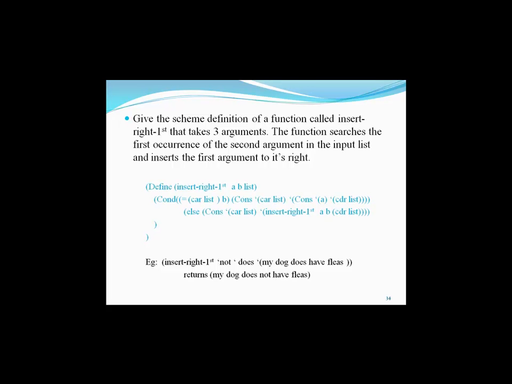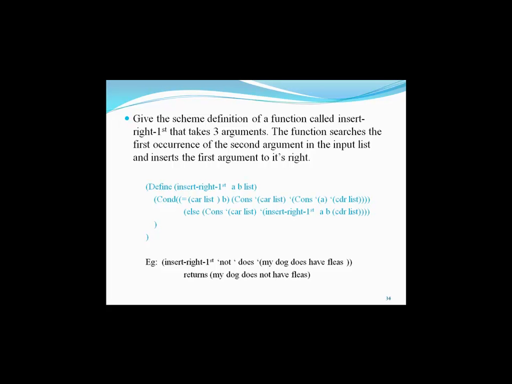This is how we wrote the Scheme function. First we define. The function name is given and a, b and list are the parameters we are passing. In here we are using the cons function. We are checking if the car of the list is equal to b. If it is equal to b, we are going to combine the car of the list and combine a with the CDR of the list.